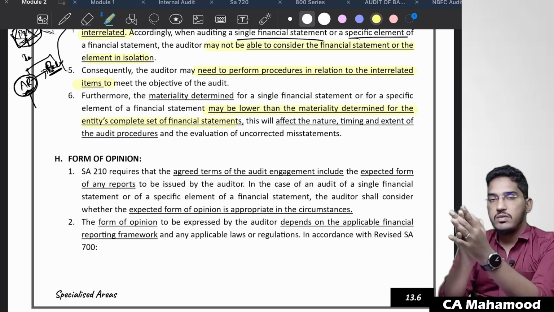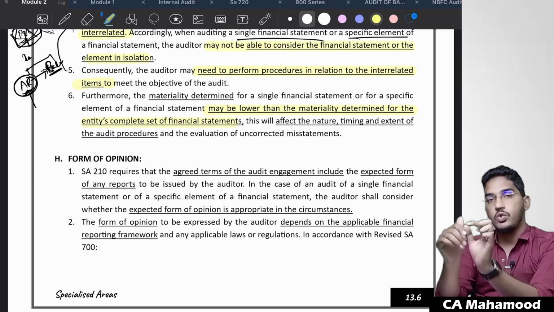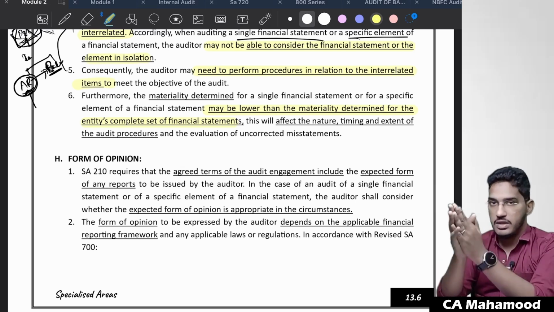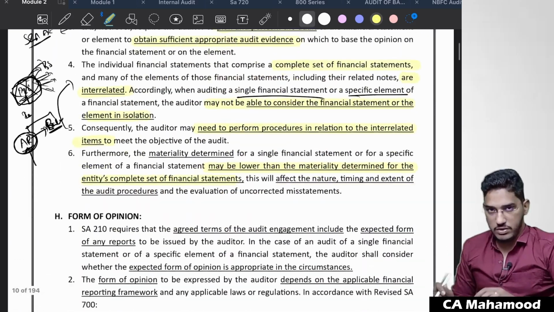So that's why whatever materiality we decide in the audit of a single financial statement will generally be lower than the materiality decided for the complete set of financial statements. Understood? So these are the things which you are required to keep in mind while planning and performing the audit.